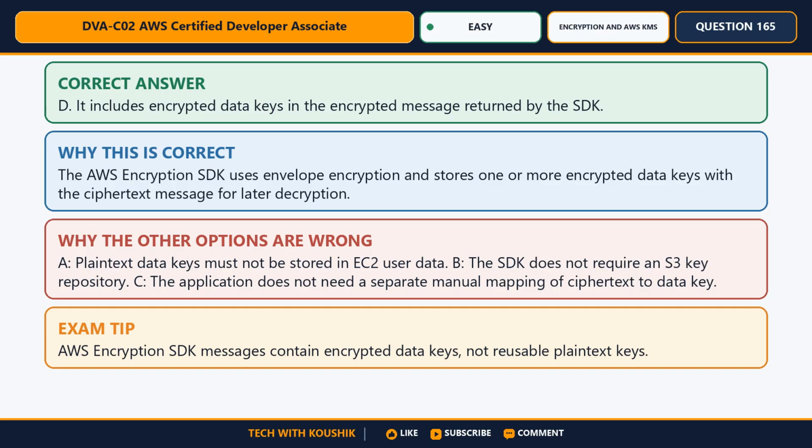A. Plaintext data keys must not be stored in EC2 user data. B. The SDK does not require an S3 key repository. C. The application does not need a separate manual mapping of ciphertext to data key. Exam tip. AWS Encryption SDK messages contain encrypted data keys, not reusable plaintext keys.